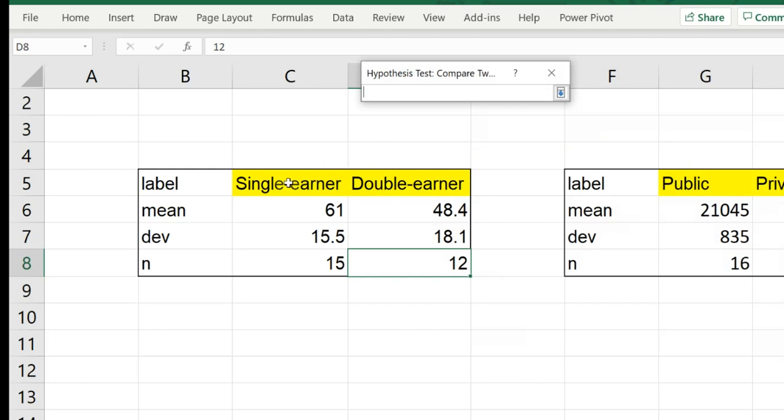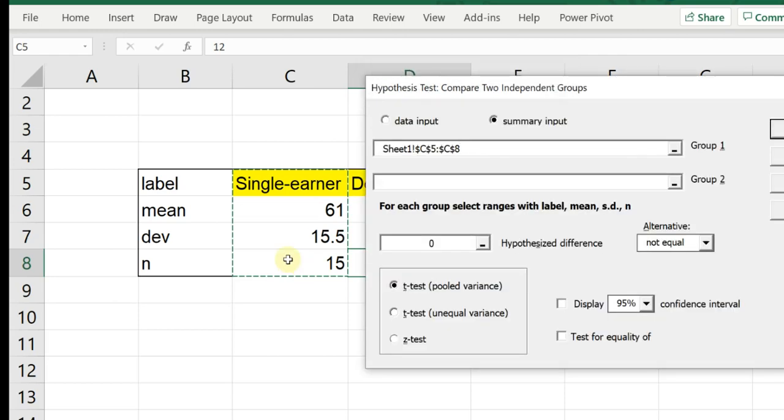And then left click once and drag. And that outlines the range of cells for group 1. Once you select them, hit enter. Do the same thing for group 2.